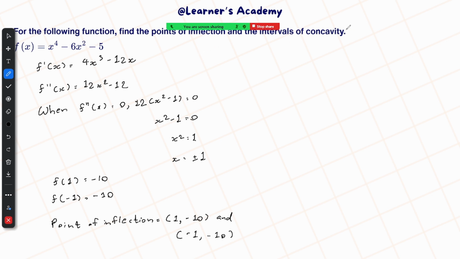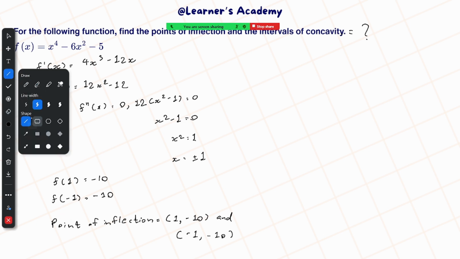We've already found the points of inflection. Now we have to find the intervals of concavity. Remember the previous videos where we found whether a function is increasing or decreasing before and after the critical points? We had to make a table and determine if it's increasing or decreasing before that critical point. Basically, the way that we find intervals of concavity is similar, except we make use of the second derivative.